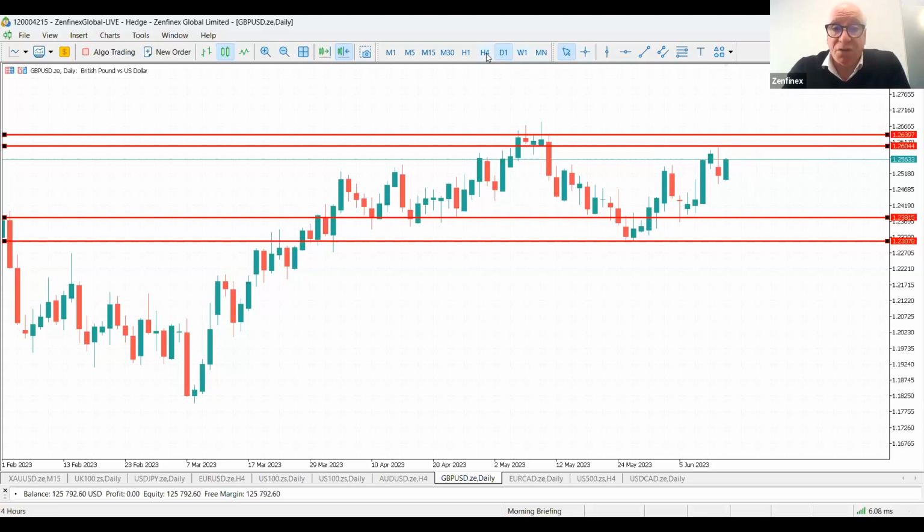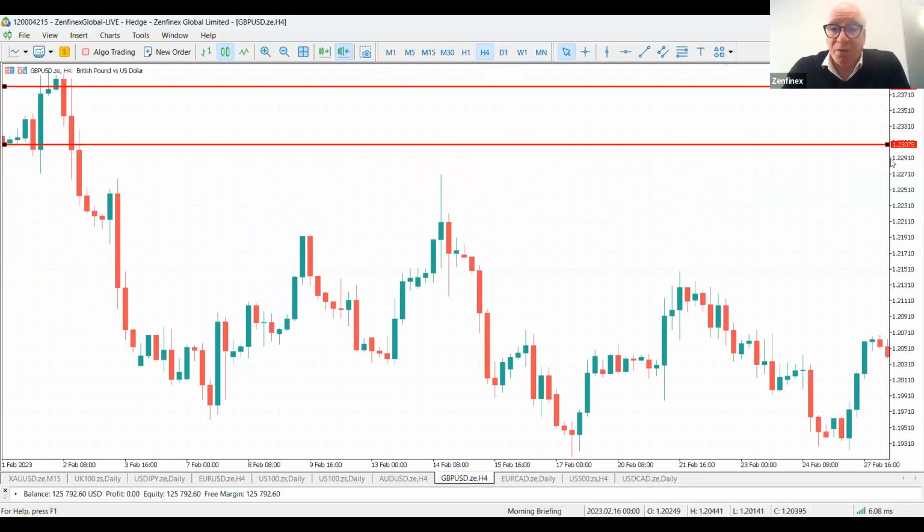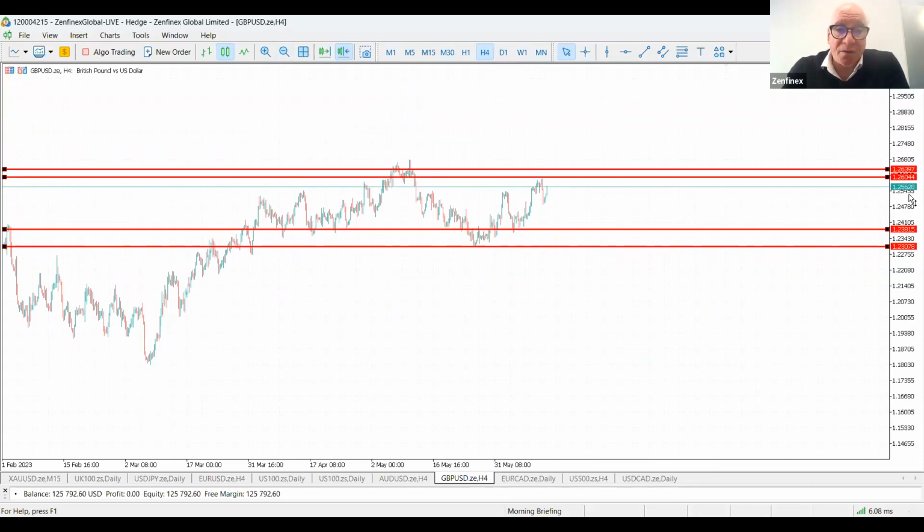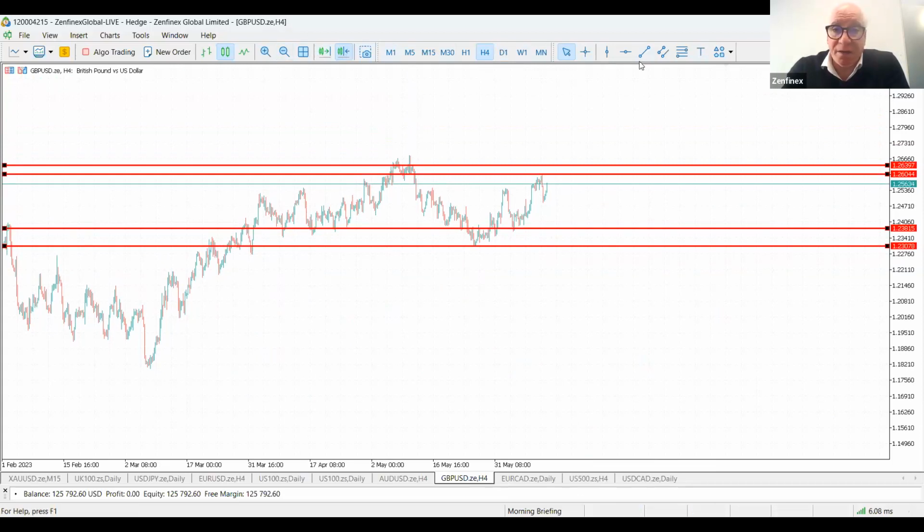So let's now go down to a 4-hourly perspective. Let's just zoom in a bit. So we're looking at the same levels now from the weekly and daily. We can see clearly, and I think I drew this channel quite some time ago, but again, it's the process. The process is doing the same thing over and over again.